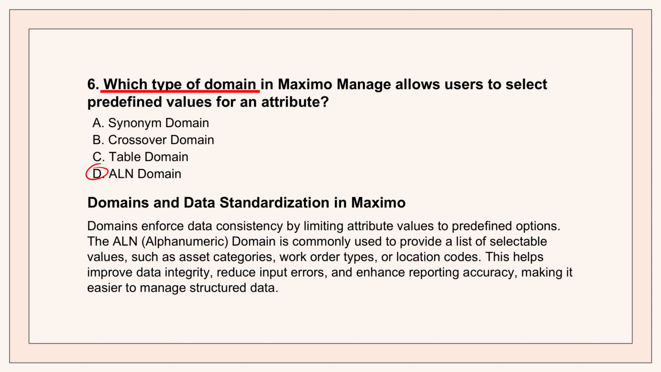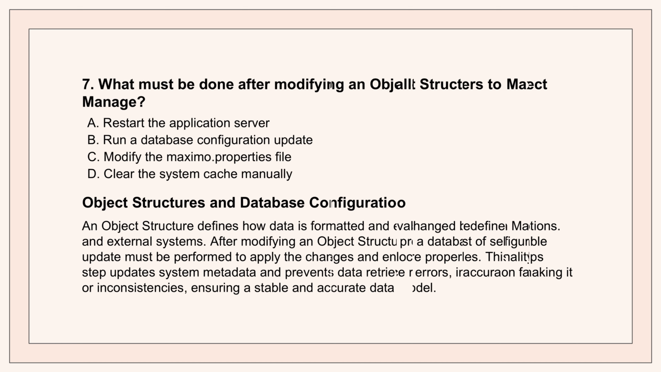So think about a field where you want to make sure everyone's using the same values, like the priority on a work order. You might want to limit the choices to high, medium, and low. An ALN domain, ALN stands for alphanumeric, lets you create a drop-down list with those exact values. So when someone goes to enter the priority, they can just pick from that list. No typos, no inconsistencies. It makes your data much cleaner. So it's really about making sure everybody's speaking the same language when it comes to data entry. Exactly.